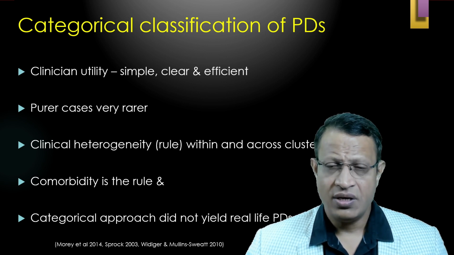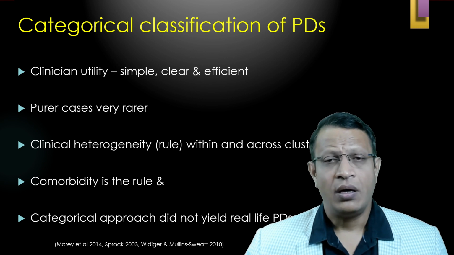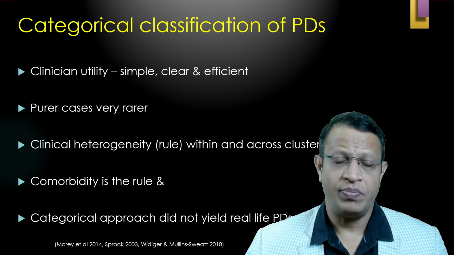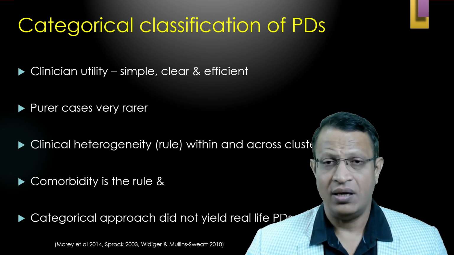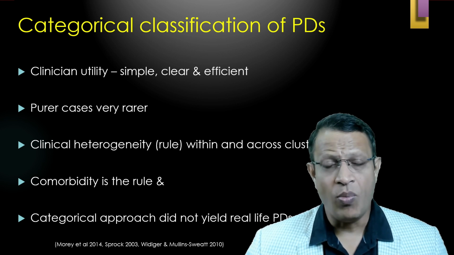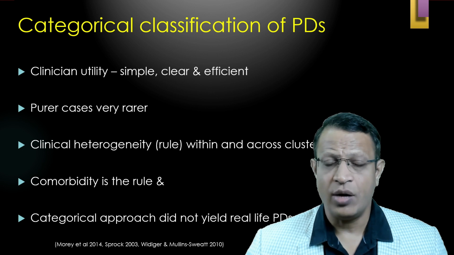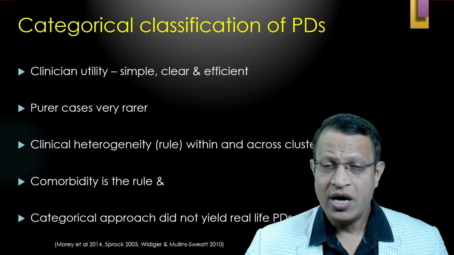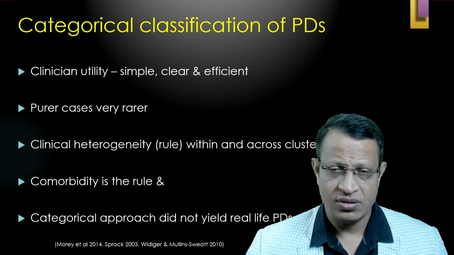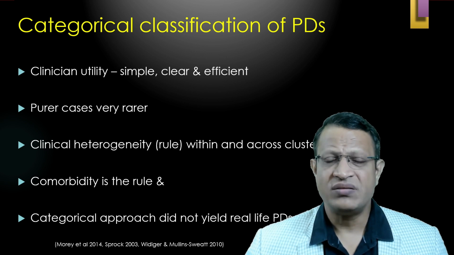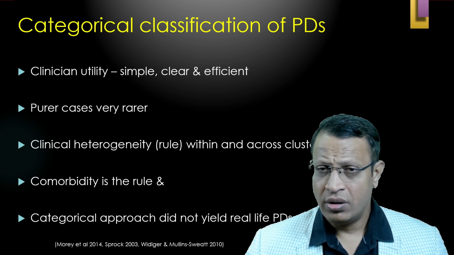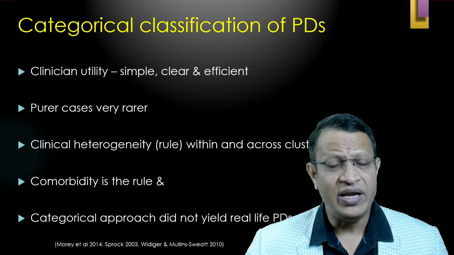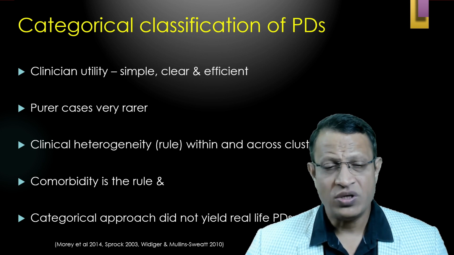Research indicates these personality disorders are clinically heterogeneous. That means they are mixed within the personality disorder clusters and across the personality disorders. Sometimes high comorbidity comes into the way of understanding these personality disorders. The categorical approach at this point of time did not yield much with regard to research. Although various researchers have focused more on borderline personality disorder and later antisocial personality disorder, for the remaining 8 personality disorders the research was very meager.